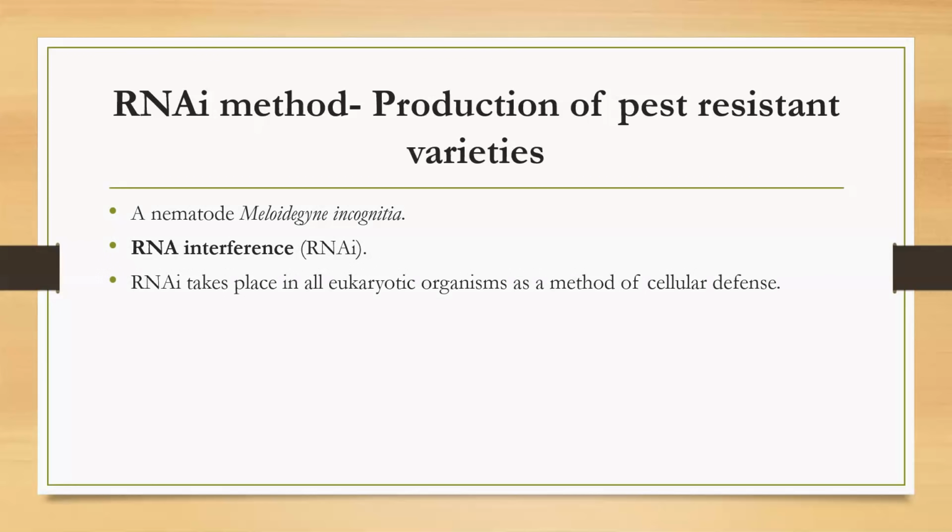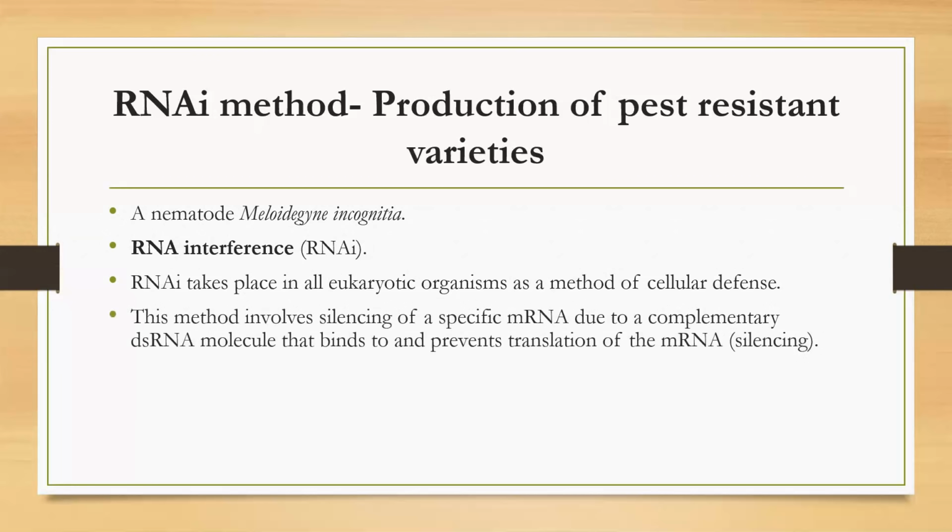See, RNAi actually takes place in all eukaryotic organisms as a method of cellular defense. So this is a natural phenomenon, which takes place in all the eukaryotic organisms. Here, this principle is used for the development of pest-resistant varieties. This method involves silencing of a specific mRNA due to a complementary double-stranded RNA molecule that binds to and prevents translation of the mRNA, and that process is called silencing.